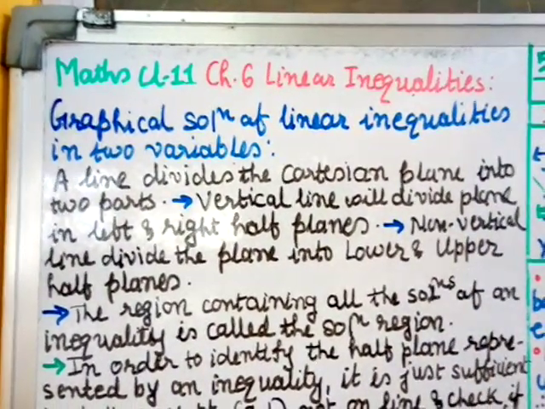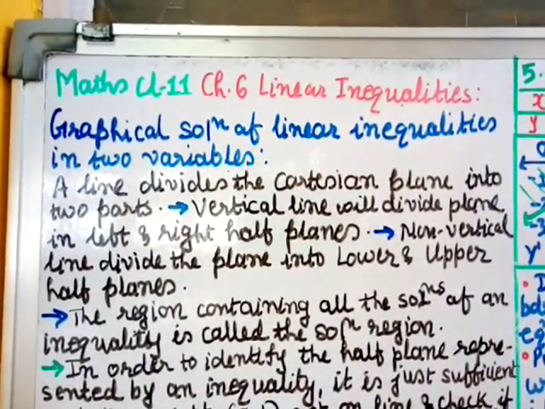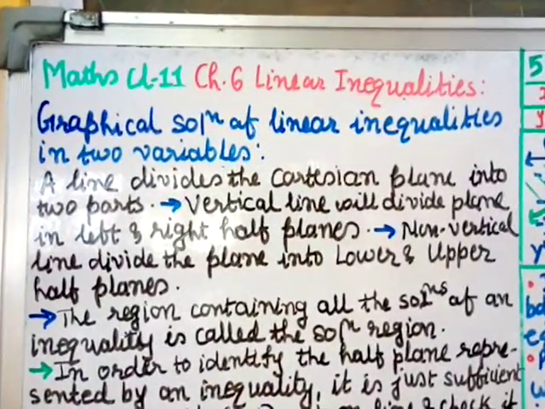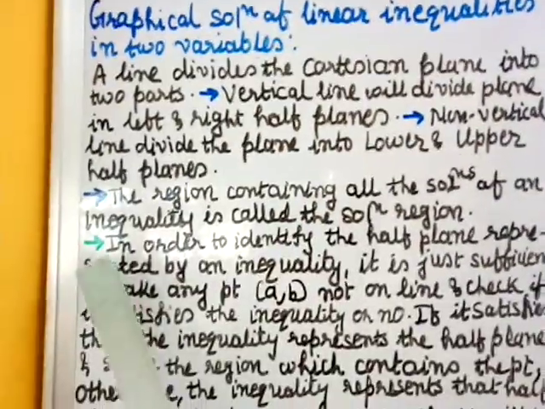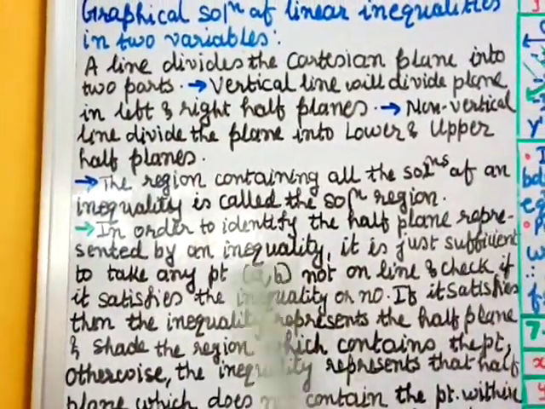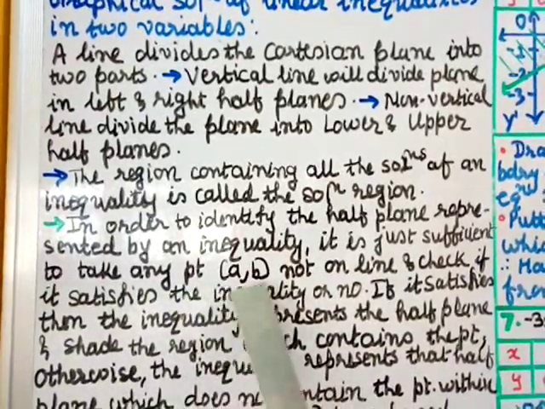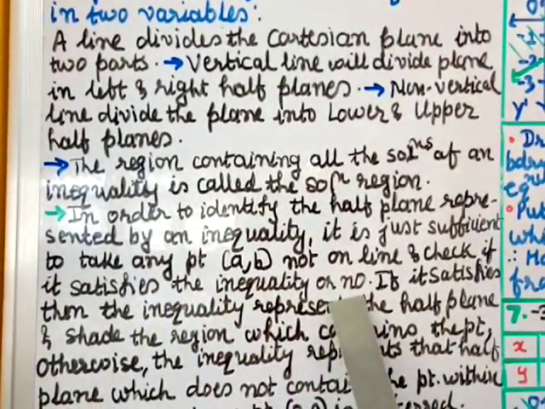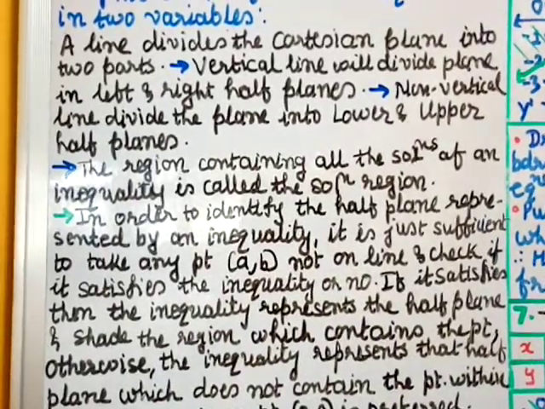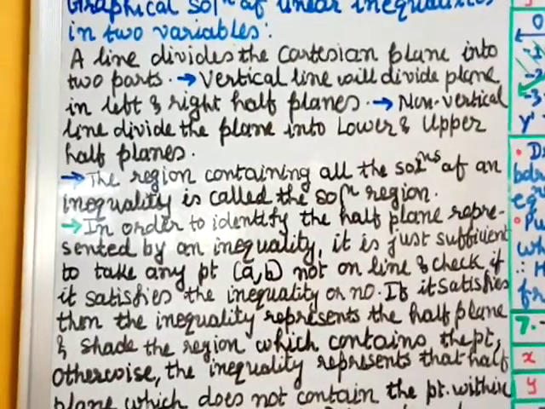Now among these half planes, all the solutions of the inequality will be contained in one of the regions. That region is called the solution region. In order to identify the half plane represented by an inequality, it is sufficient to take any point (a, b) not on the line and check if it satisfies the inequality or not. Now we have to check whether the given half plane is a solution region or not.